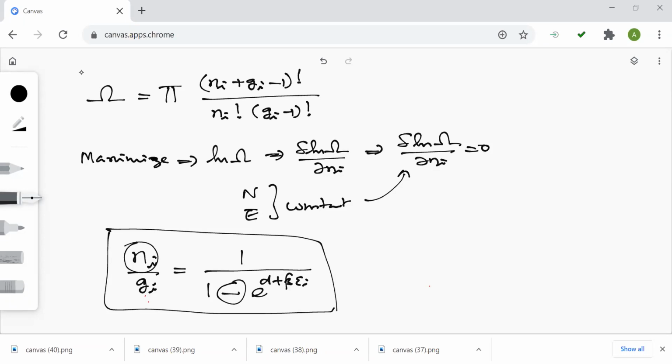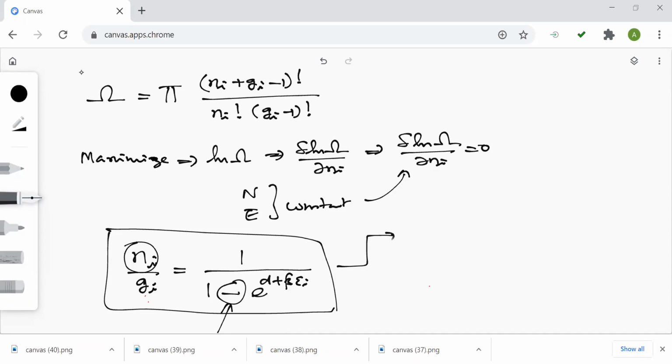Sir, it should be e power alpha plus beta Ei minus 1 in the denominator, right? No sir, here you have the minus sign, that's all. See, in different books the expression may be a little different, but if you analyze carefully you will get the same thing. In different books different expressions will be given, but all are one and the same. This is the general notation given in standard books like Rajaram Kuryako's book, right?